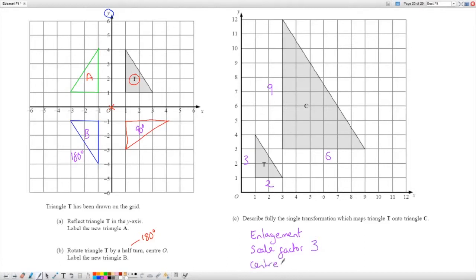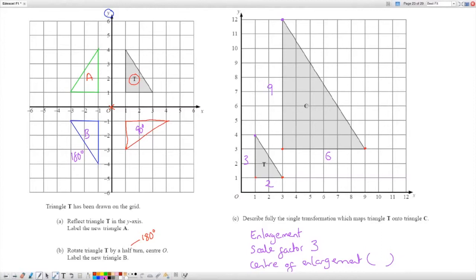Lastly, we must find the centre of enlargement for the third mark. To do this, you need to take your ruler and connect corresponding points. So this point corresponds with here. The corner point corresponds with here. And then lastly, here corresponding with here.